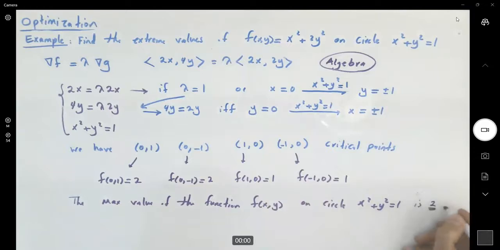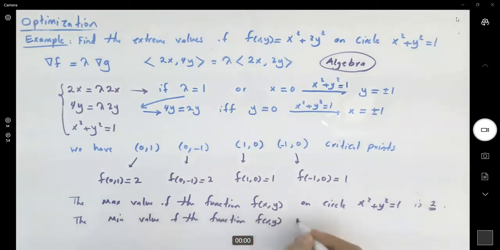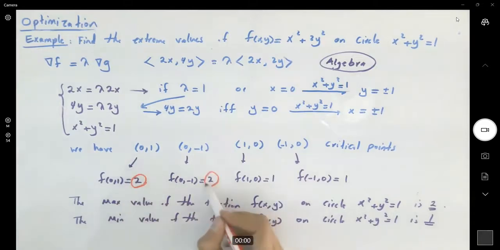The minimum value of the function f of x and y on the unit circle x squared plus y squared equals 1 is 1. We just found those values here. These are the z values that show you have a maximum or minimum.